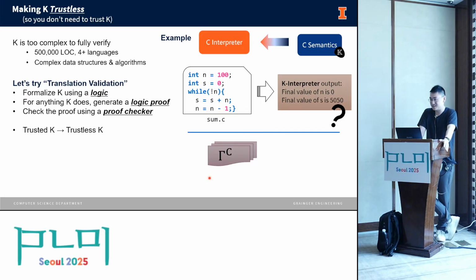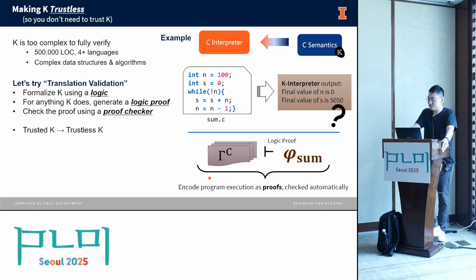It's simple. But imagine this is a smart contract. It holds millions and billions of dollars. You don't want to simply trust K on that. So what you can do is to get a logic theory out of the C semantics and encode this particular execution trace of your program as a logic formula. Now we have a logic theory and a logic formula. What connects the two is the logic proof. So we find a logic proof and check that automatically. And if the logic proof checks, then K is out of the picture. So now the trust base is reduced to this very simple proof checker.